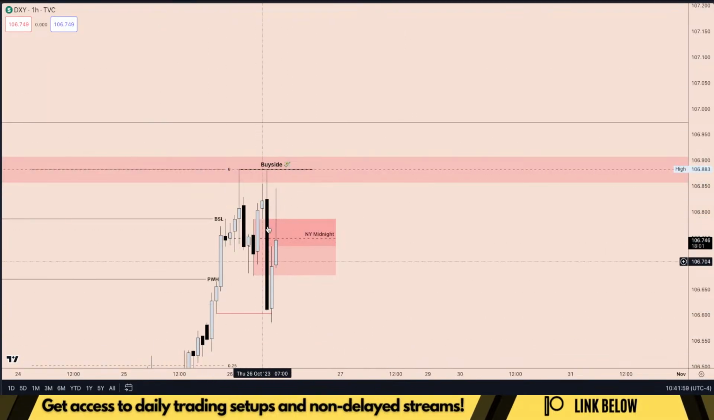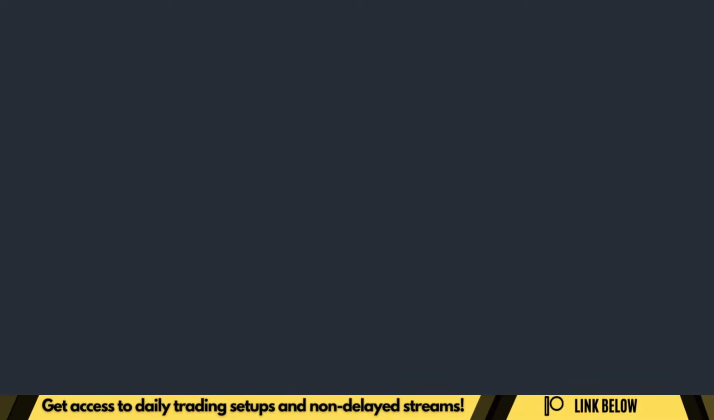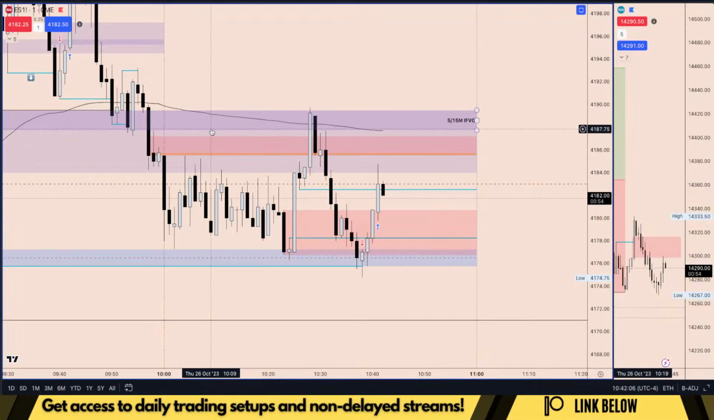We can see that DXY is starting to reject here, but it's been going up and down and up and down and up and down, really. Do that, Fresky. Sounds like a good plan.